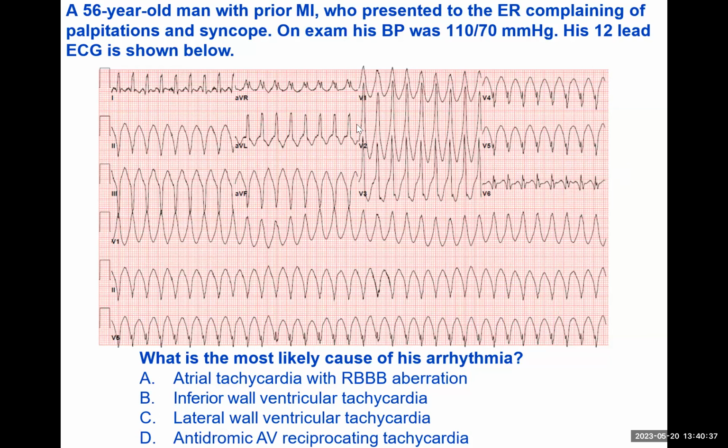RVOT. Outflow tract? Right. Okay. So think about here. We have two possibilities. This patient with ischemic heart disease, is it inferior wall or lateral wall? We will come actually to the outflow tract in a minute when we talk about, and this, by the way, the VTAC in a structurally abnormal heart.